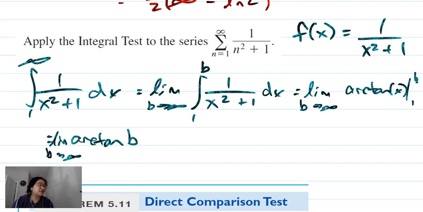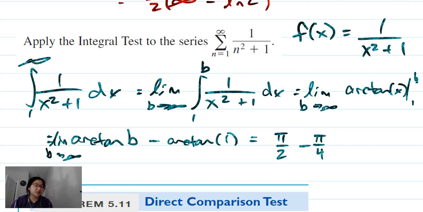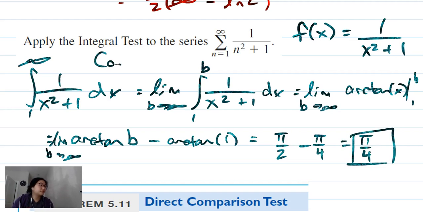As b approaches infinity of arctan of b minus arctan of 1. And so what's that going to be? Pi over 2 minus arctan of 1. So what tangent gives us a 1? Or when on our unit circle do we have a slope of 1? That's at pi over 4. So we got pi over 4. Pi over 2 minus pi over 4 is pi over 4. So we got a number, so this converges.